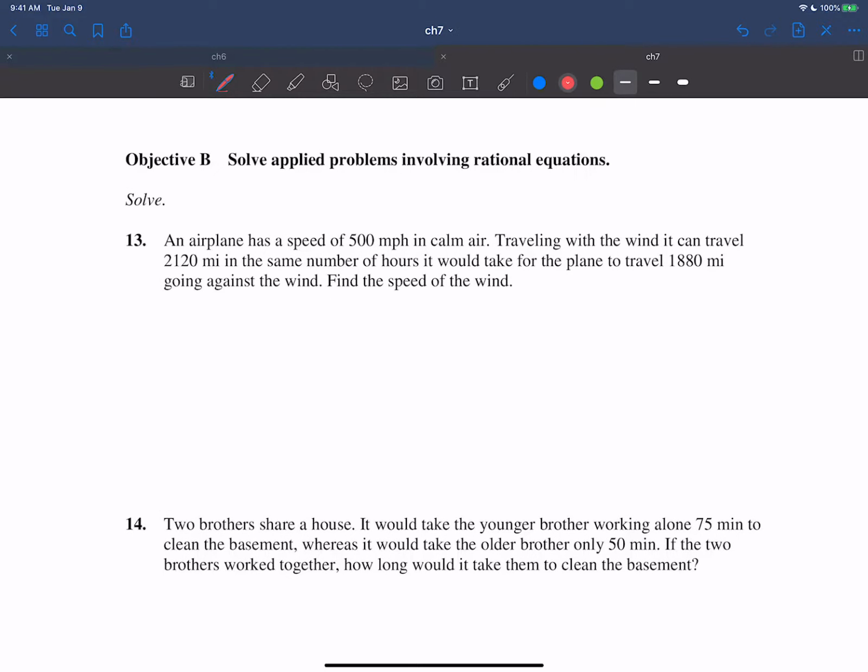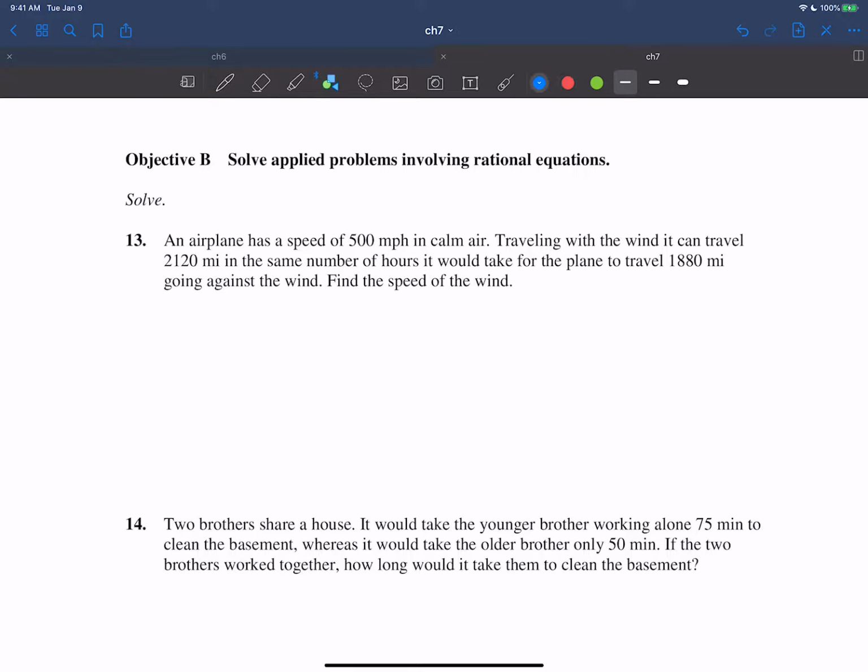Objective B, solve applied problems involving rational equations. Number 13. An airplane has a speed of 500 mph in calm air. Traveling with the wind, it can travel 2,120 miles in the same number of hours it would take for the plane to travel 1,880 miles going against the wind. Find the speed of the wind.